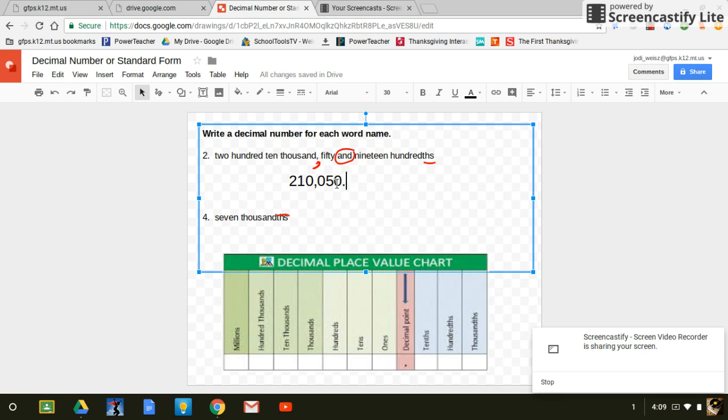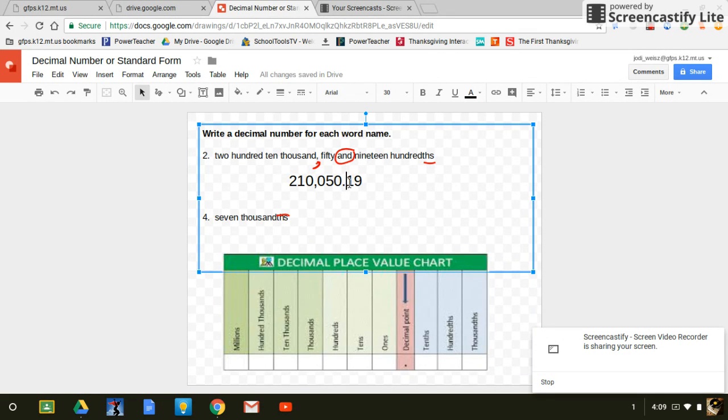210,000, 50, and now I need to make 19 hundredths. Well, I know a 19 is a 1 before a 9, and I need to make sure that I put the 19 in the hundredths value, not in the thousandths. Right here, this would be 19 thousandths because it ends in the third position after the decimal, 1, 2, 3. So that's showing me 19 thousandths. I do not want that, so I'm going to delete that 0.